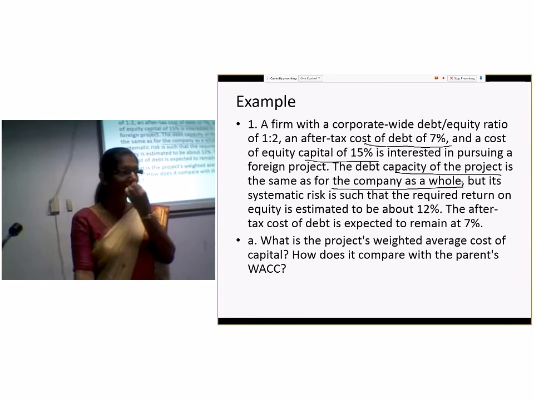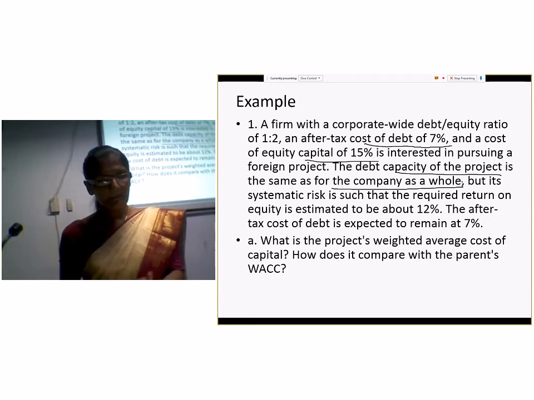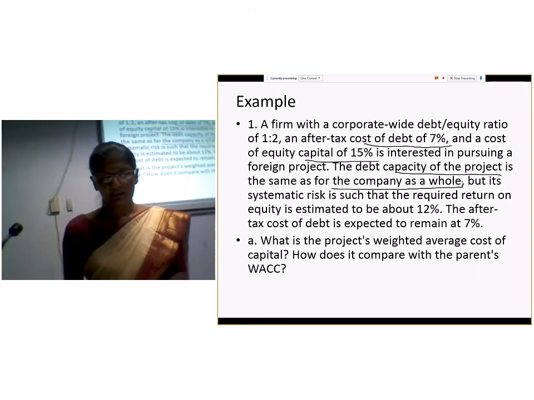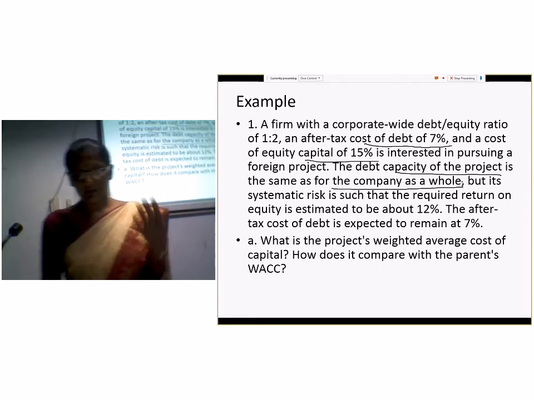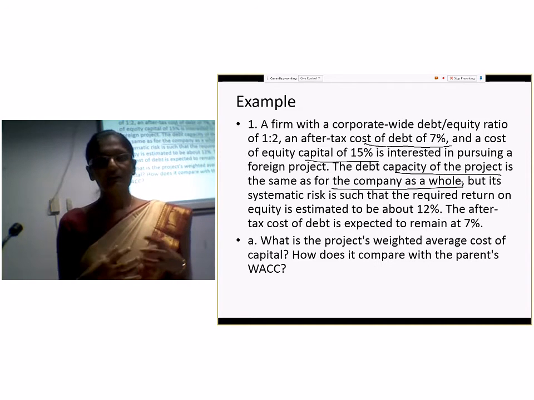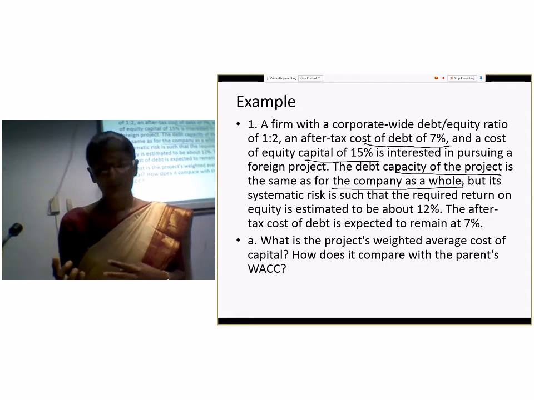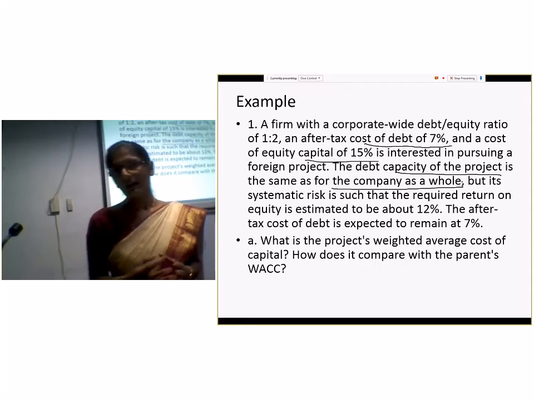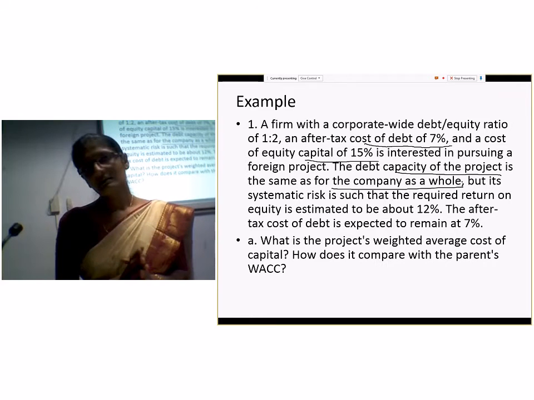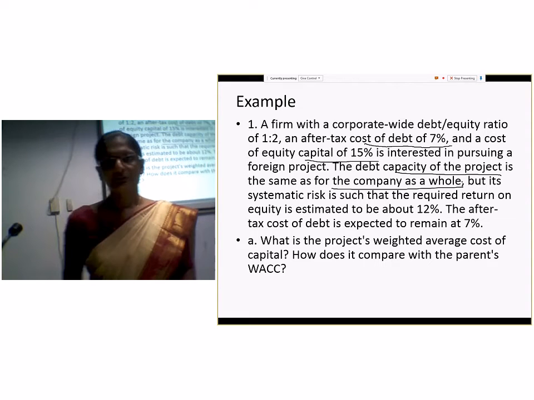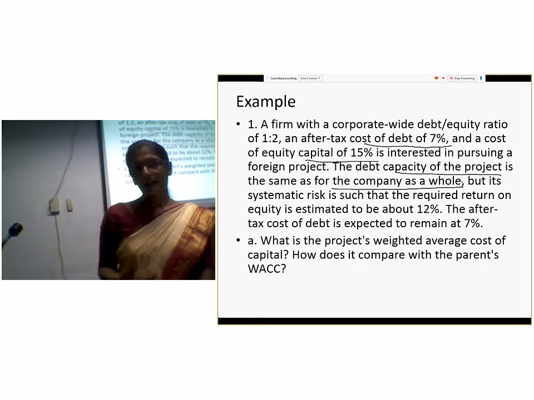If there is a difference, we have to consider the difference in risk as well, right? If the debt capacity of the firm is different from the debt capacity of the project, we cannot assume that the project and the company face the same risk, right? So when we calculate the WACC, we have to adjust for the difference in the risk of the project and the company.